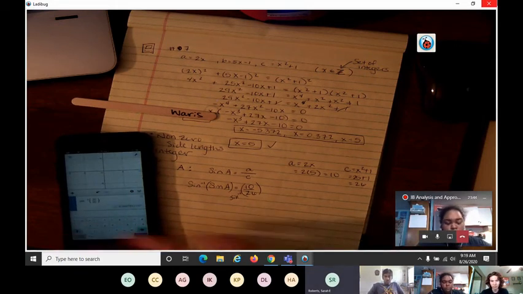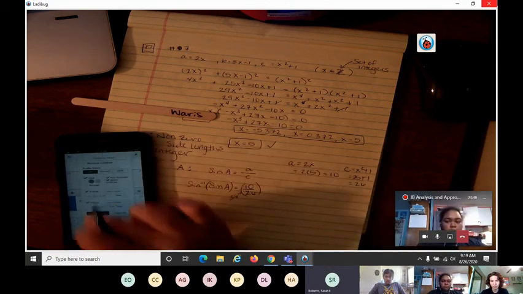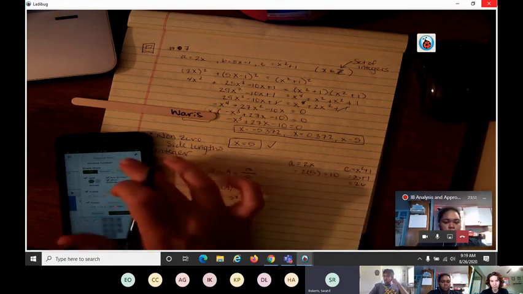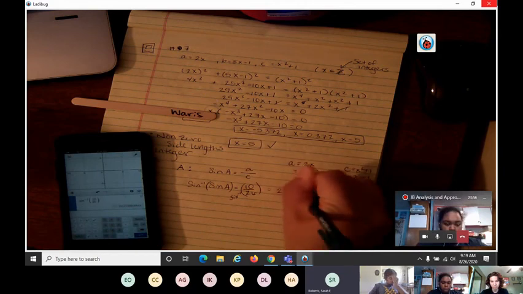There's a setting where we can switch it to radians. That seems weird. Oh, it wasn't in degrees. That's why. Right. In degrees, we should get 22.62 degrees.